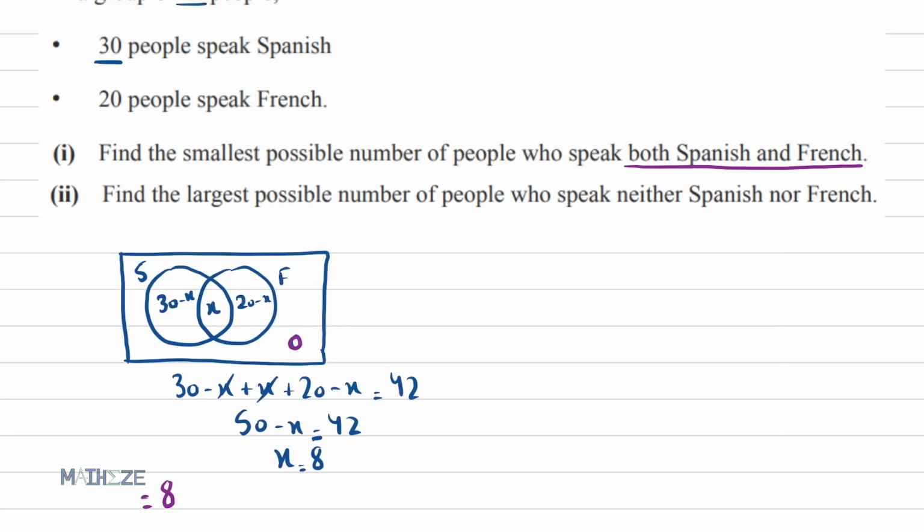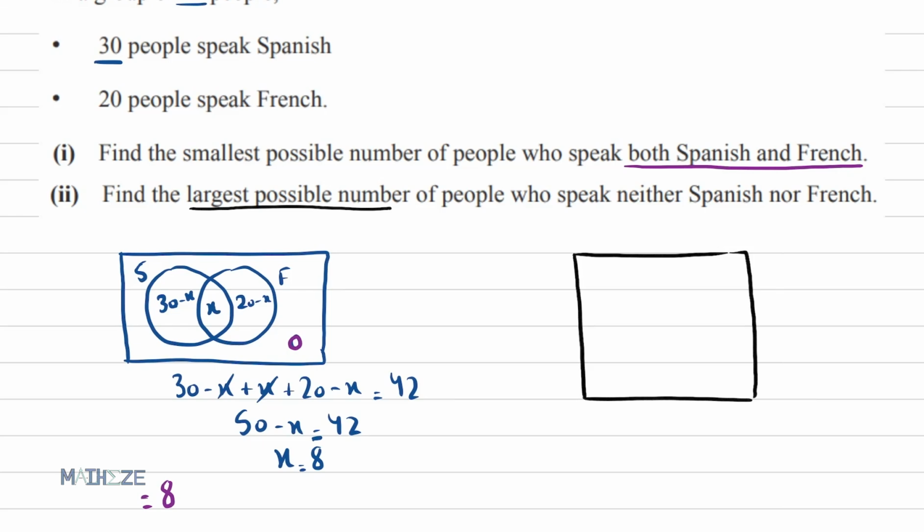Now comes the concept of greatest value. It says find the largest possible number of people who speak neither Spanish nor French. So we are talking about both events. So I'm going to make a Venn diagram in a shape of a subset. Now comes the challenge. Which one will be inside and which one will be outside? French has 20 people, Spanish has 30 people. So which one has less people? French. It's going to come inside. Spanish will go outside. Got this?